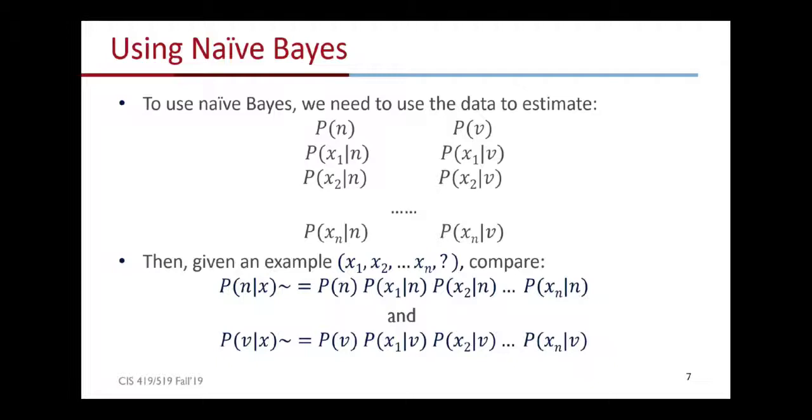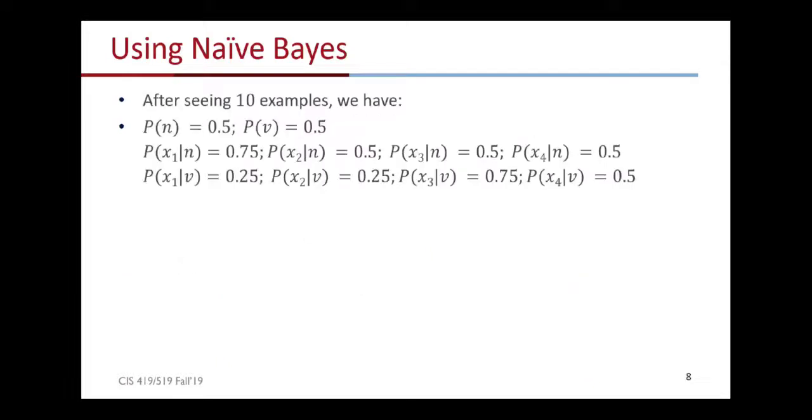Given an example, I'm taking the relevant probabilities, the ones for the xi values that I've seen. I don't care about other probabilities, and I can compute P of n given x, the probability of predicting noun attachment given the data, and the probability of v given the data. Here's an example. I've seen 10 examples. I computed P of n, P of v, turned out to be 0.5. I'm showing here only 4 features, P of x1 up to P of x4.